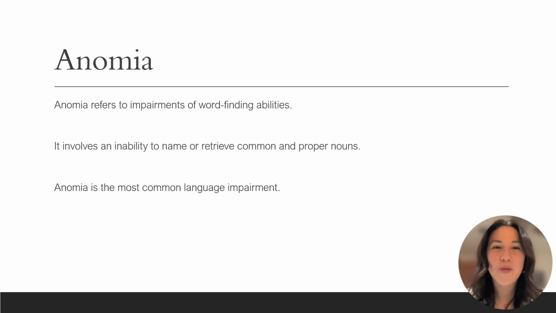Anomia is a word that refers to these impairments in word-finding difficulties. It involves an inability to name or retrieve common or proper nouns. Anomia is the most common language impairment. Patients with anomia may have frequent pauses or hesitations in their conversational speech. They may talk around the words they want to say, or they may even substitute the word that they want to say with a related word by accident.